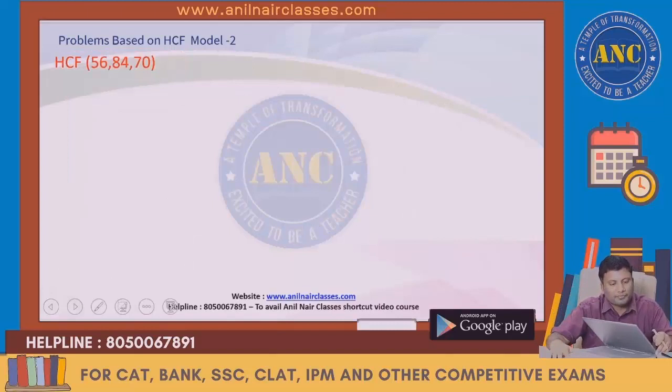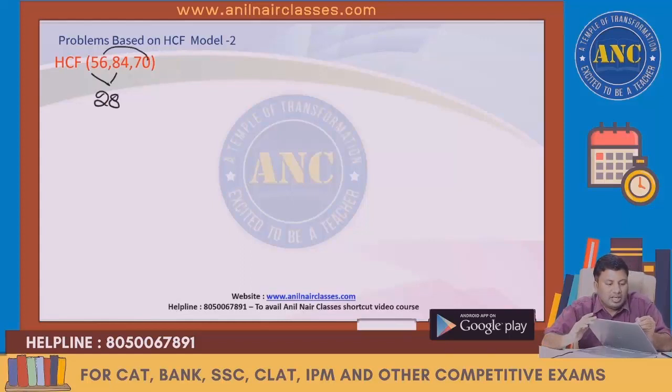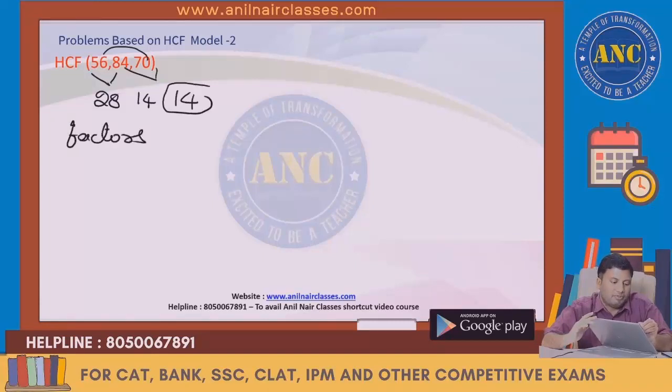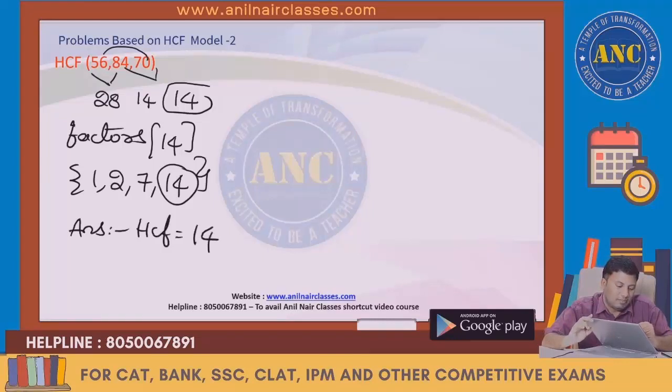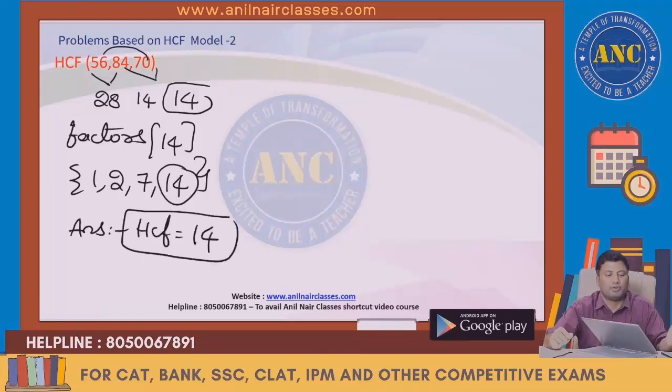Next one. 56, 84, 70. Minimum difference: these are 28, these 14, here also 14. Take the minimum difference. Take the factors of 14. What are the factors of 14? 1, 2, 7 and 14. 14 4s are, 14 7s are, 14 5s are. Answer is the highest common factor. So out of these numbers, the highest common factor is 14.